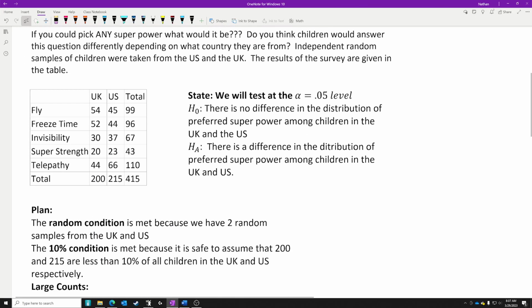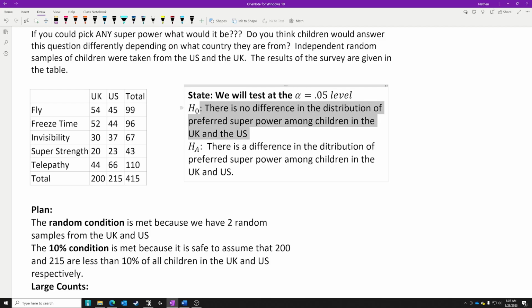So we did this one yesterday, and I just wrote out really good answers for all of the different pieces. Of course, you start off with the state. We will test at the alpha 0.05 level. Your null is that there is no difference, but you can't just say no difference, okay? You've got to make it sound good. There's no difference in the distribution of preferred superpower among children in the UK and the US.